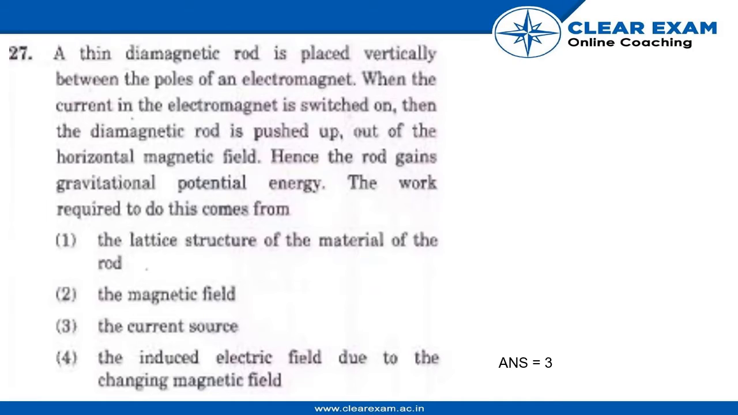Okay, so let's move on to the solution. What is the reason behind this? So the rod is placed vertically in between the two poles of a magnet. Like I will draw a rough diagram that will give you an idea.